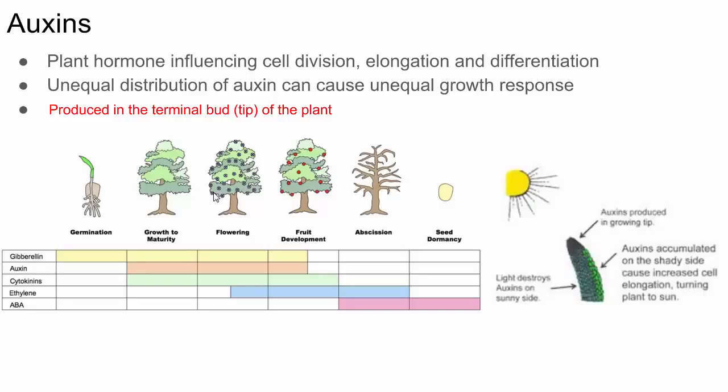destroys the auxins. So if you imagine, look at this stem. The sunlight shining on this side destroys the auxins here. The auxins are only still present and active on the shady side, so they cause these cells to grow larger, which causes the tip of the stem to grow towards the light.